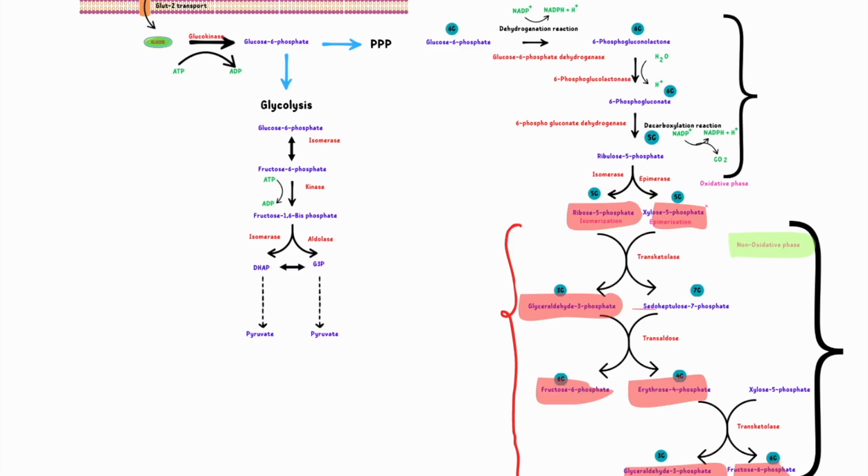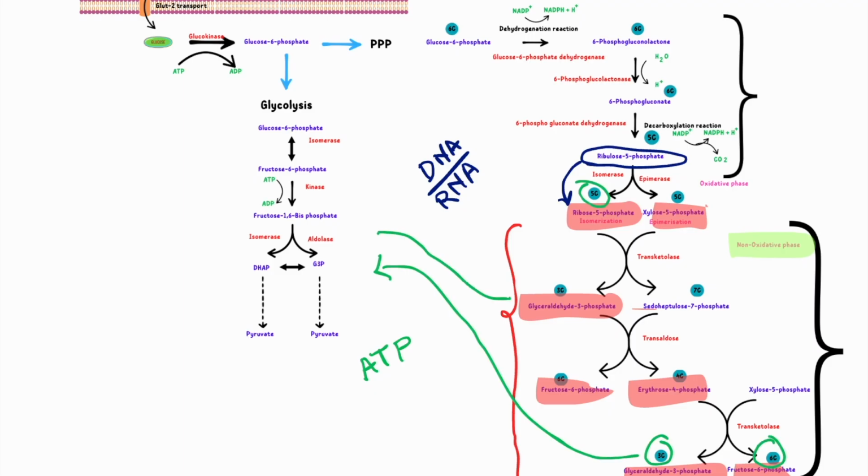It allows the cell to adapt to its need. If the cell needs more nucleotides, it can convert the ribulose 5-phosphate into ribose 5-phosphate. And if the cell needs more ATP, it can use a series of reactions to convert 5-carbon sugars back into fructose 6-phosphate and glyceraldehyde 3-phosphate, both of which can re-enter glycolysis. The key enzymes in this phase are transketolase and transaldolase.